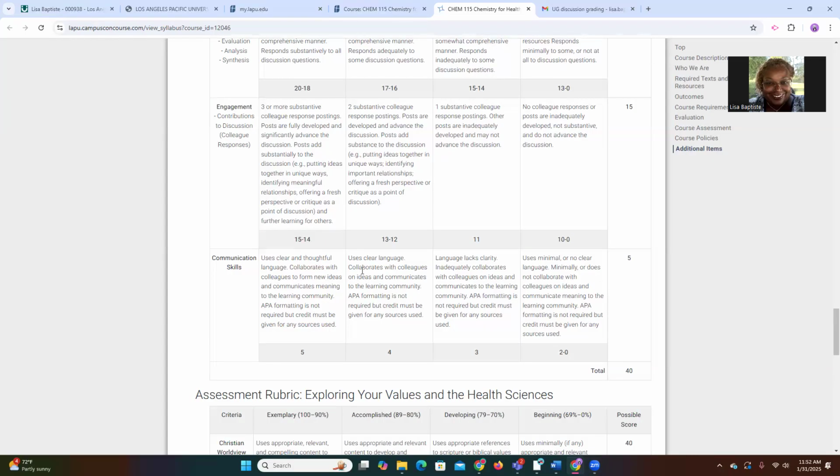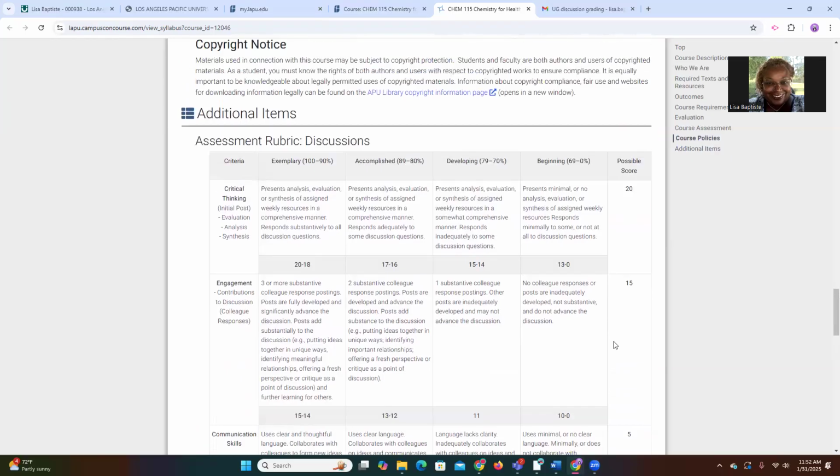Then it starts to decrease in points when your language is a little less clear. It starts to be kind of vague, or you have minimal language, or the language isn't clear. So look through this rubric, and it's going to show you the breakdown of your points. I'm going to be grading your discussions, and when you see your grades, you will understand how it's broken down.